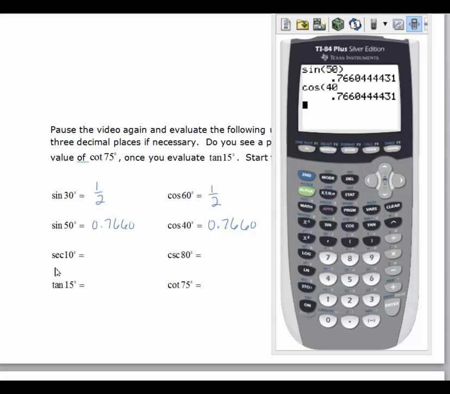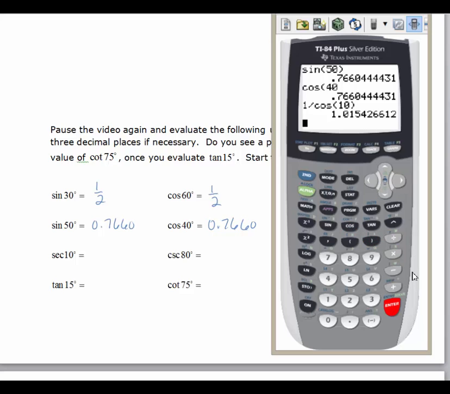Now let's evaluate the secant of 10 and the cosecant of 80. So to evaluate the secant of 10, I'm going to do 1 divided by the cosine of 10 degrees. And then I'll do the cosecant, which is 1 divided by the sine of 10 degrees.